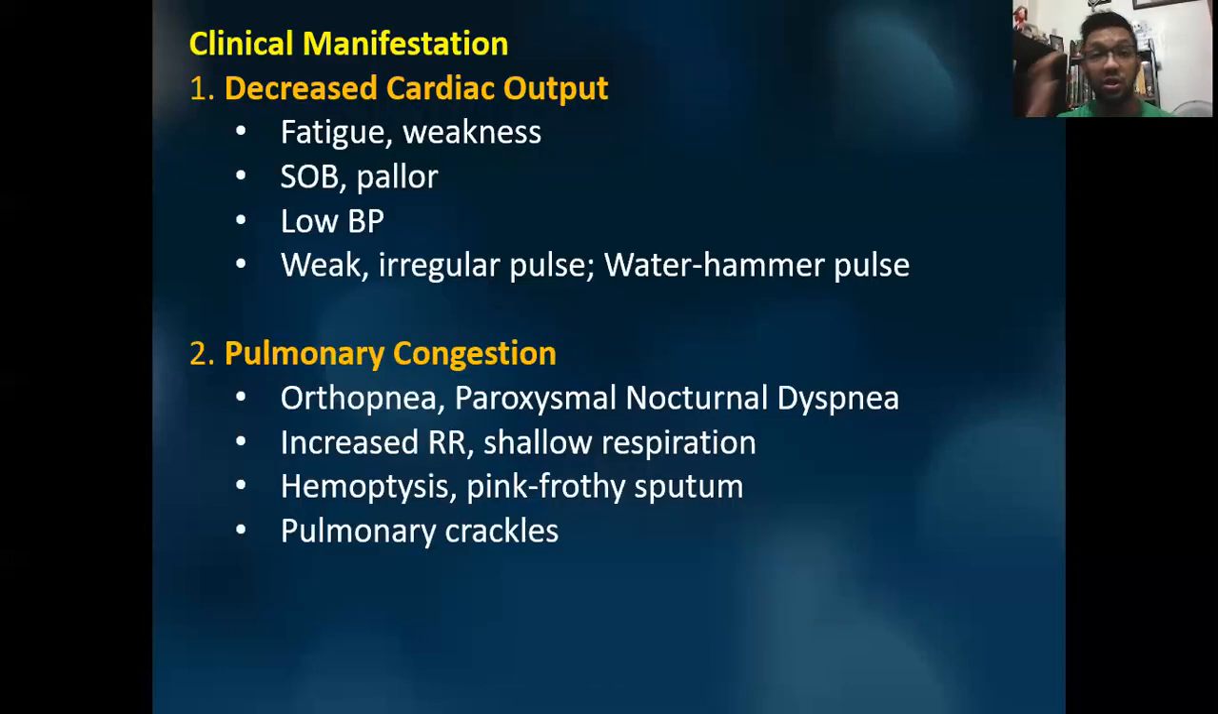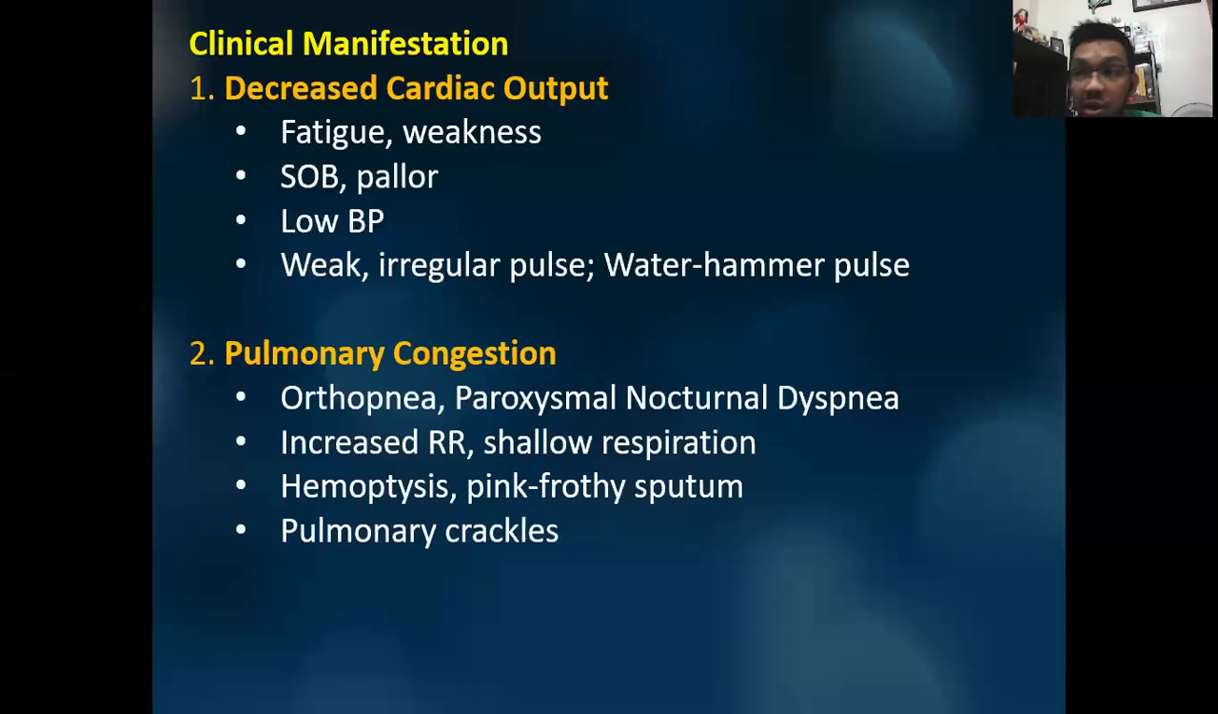Clinical manifestations due to decreased cardiac output. Again, the patient will feel weak and there's fatigue. They easily tire out with activity. There's shortness of breath. They will appear pale. There's low blood pressure because of this very low cardiac output. A weak, irregular pulse is felt by the nurse, and a water hammer pulse is also present in this condition.